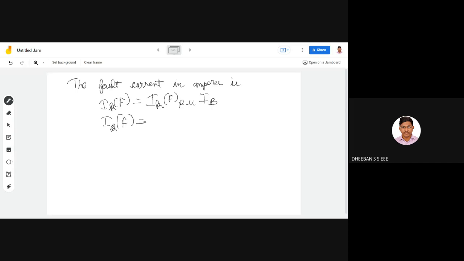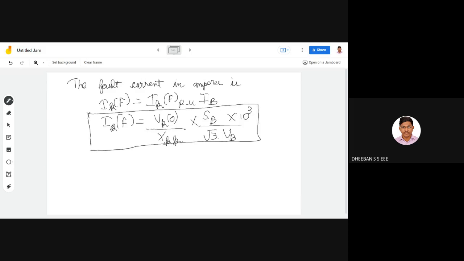I_K^F equals, so this value remains the same. So over here you have to substitute. It will be V_K, that is the pre-fault voltage, by X_KK into, so over here it will be E by root 3 into V_B into 10 power 3. Okay, so this is the fault current. We are speaking in the unit of amperes.